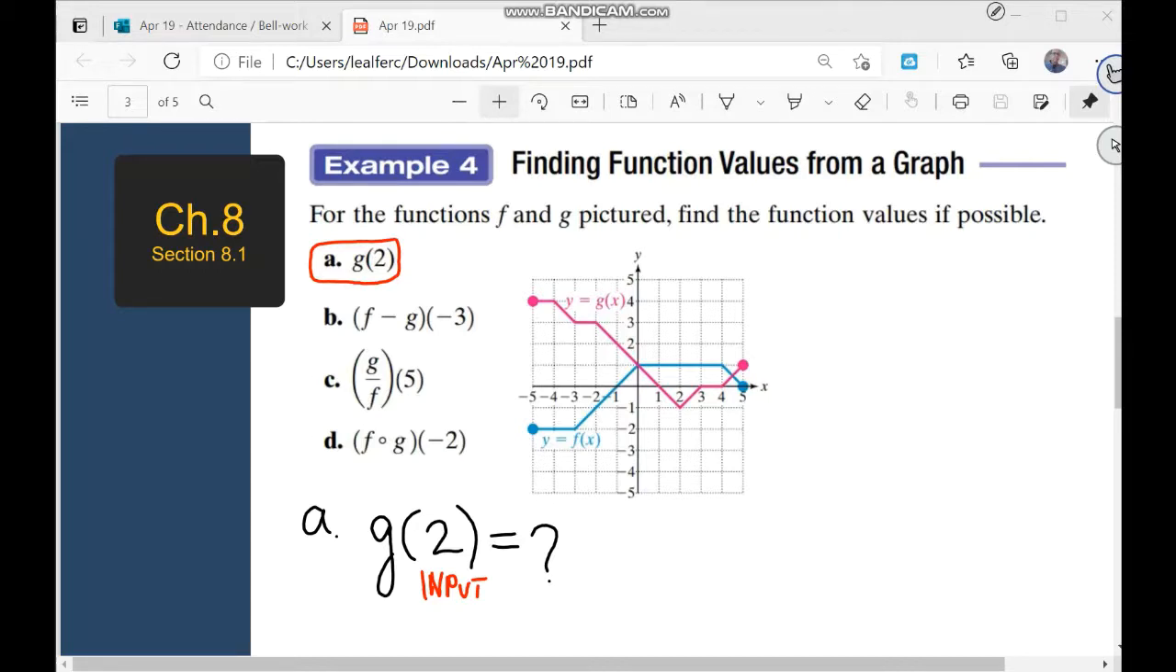The step-by-step is to draw a vertical line with the input. So find x equals 2, the first thing. X equals 2 is right here. I will draw a vertical line at x equals 2. And this is the input.